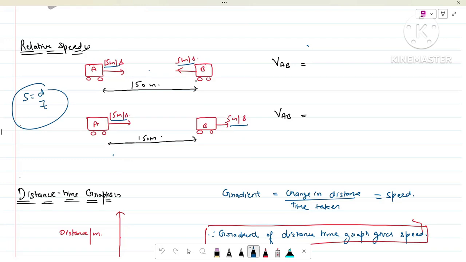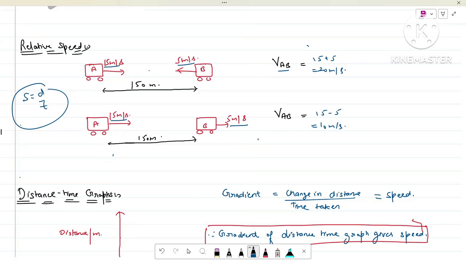Whenever two objects are moving in opposite directions, their speeds are added. So in the first case, we say relative speed of A with respect to B becomes 15 plus 5, that is 20 meters per second. In the second case, when two objects are moving in the same direction, their speeds are subtracted. So 15 minus 5 becomes 10 meters per second. This means A will approach car B at a speed of 10 meters per second only, considering A with respect to B.